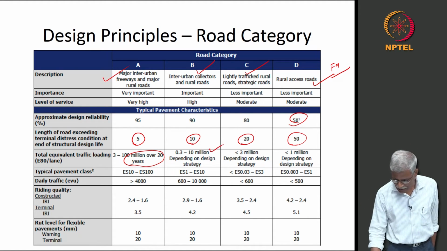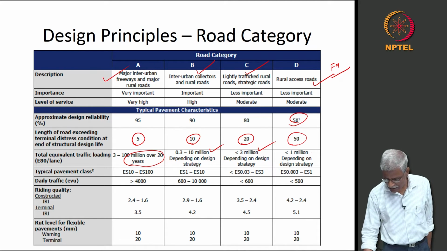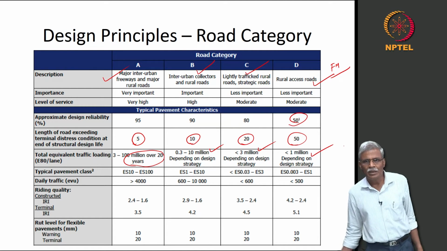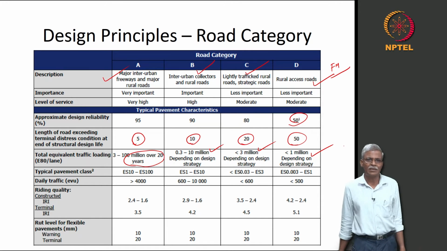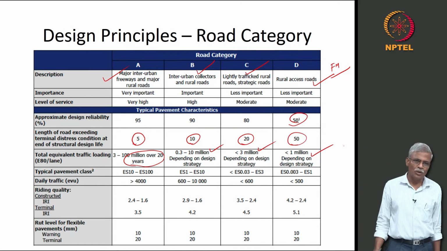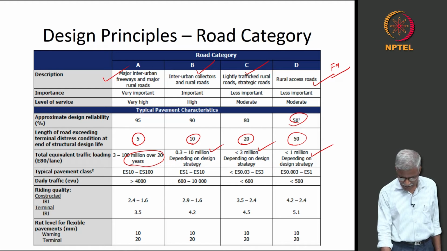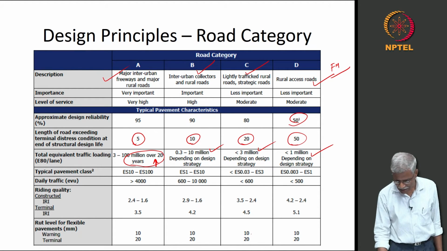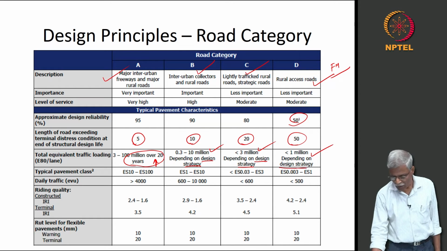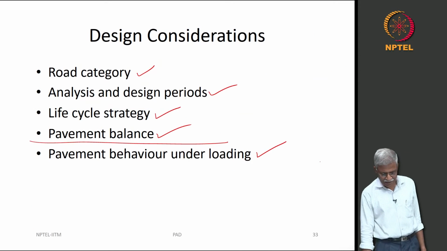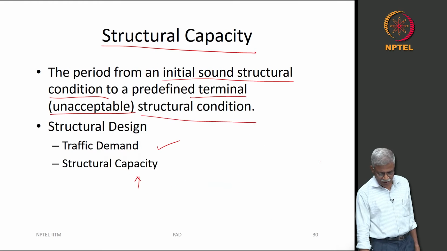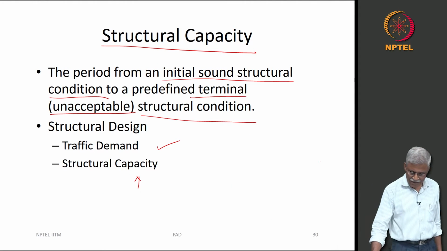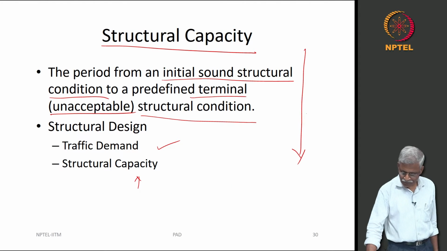So, this is 10 million, this is less than 3 million and this is less than 1 million, depending on the design strategy. Now, the interesting thing that you should really notice here is that while the design period is mentioned here, nothing is mentioned here, and they only say what kind of design strategy you really want to follow. Now, what exactly is the design strategy that they are really looking at? This is the design strategy that they are looking at.